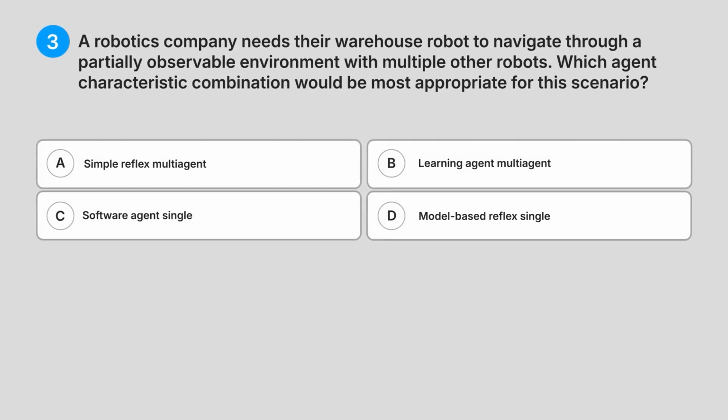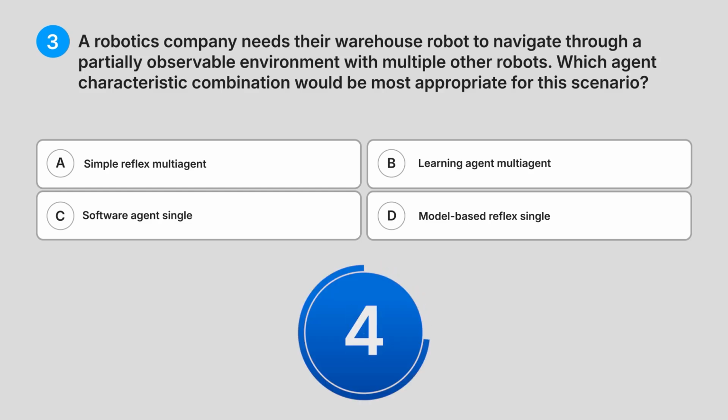3. A robotics company needs their warehouse robot to navigate through a partially observable environment with multiple other robots. Which agent characteristic combination would be most appropriate for this scenario? A. Simple reflex multi-agent. B. Learning agent multi-agent. C. Software agent single. D. Model-based reflex single. Can you guess the answer?